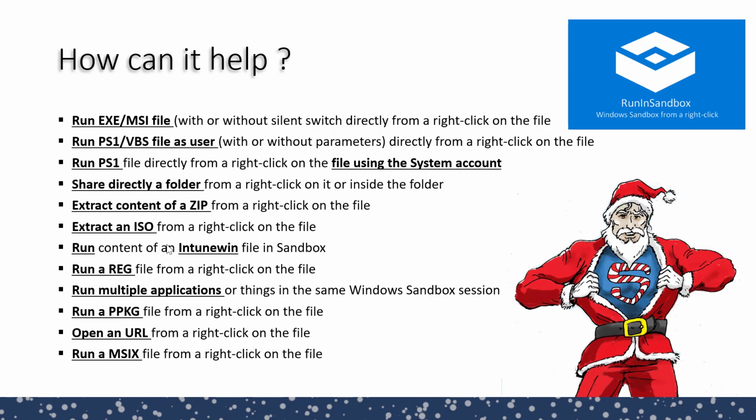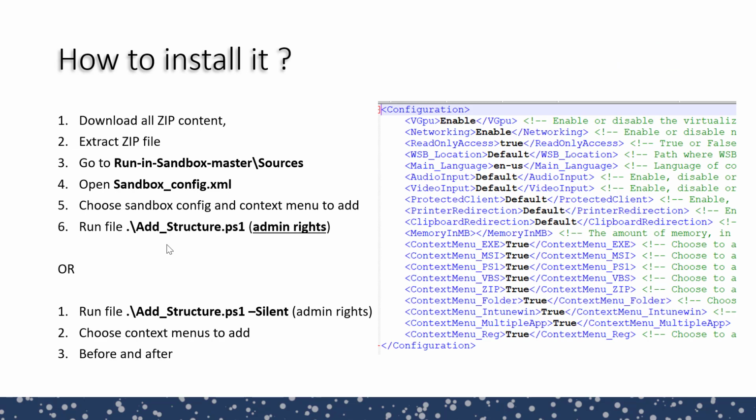You can also run an Intune file, which is a file for Intune, and you can test the Intune file with the command directly in Windows Sandbox to check if the program you want to install is correctly installed or not. You can also run multiple applications or scripts in the same Windows Sandbox instead of running applications one by one. How to install it?